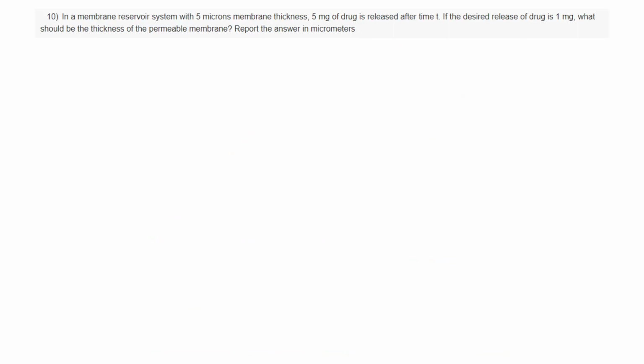In a membrane reservoir system with 5 microns of membrane thickness, 5 mg of drug is released after time t. If the desired release of drug is 1 mg, what should be the thickness of the permeable membrane? We have to report the answer in micrometers. So I'll give you guys some time to solve this and let me know once you're ready. If not, we'll anyways discuss the solution.